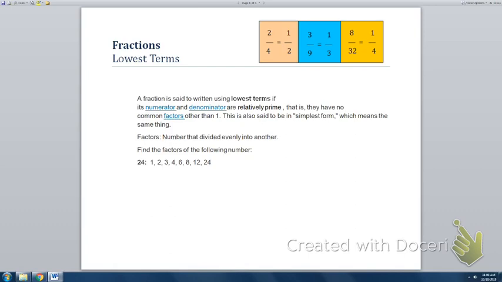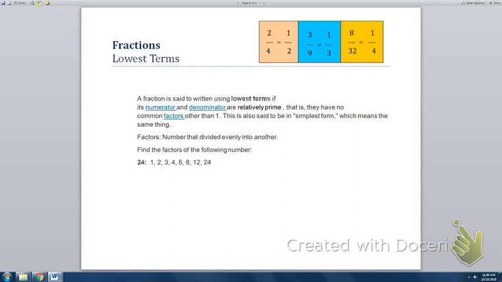So in order to be sure that your fractions are in lowest terms, you really need to know your multiplication tables and you really need to know the factors of a number. So let's take an example of 24. If you know your multiplication tables, you would know the numbers that divide evenly into 24, and they are 1, 2, 3, 4, 6, 8, 12, and 24.